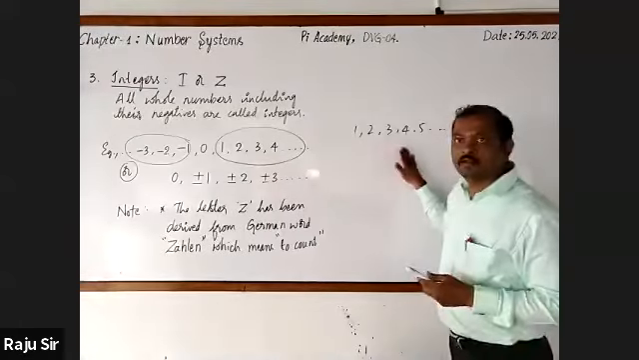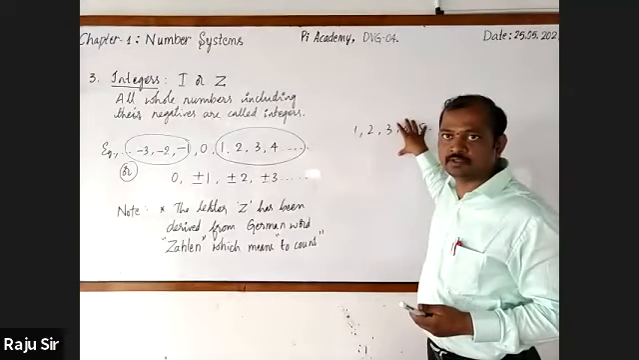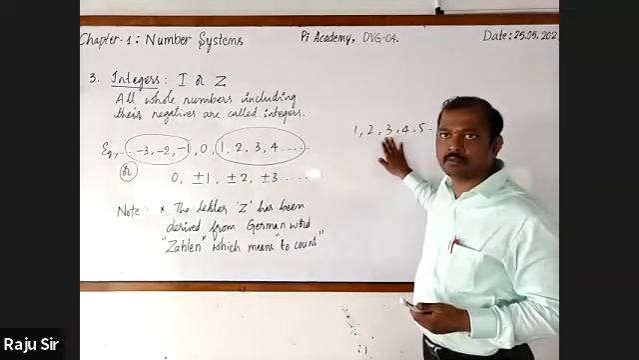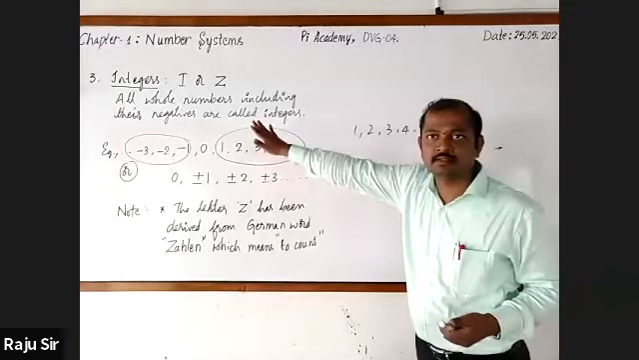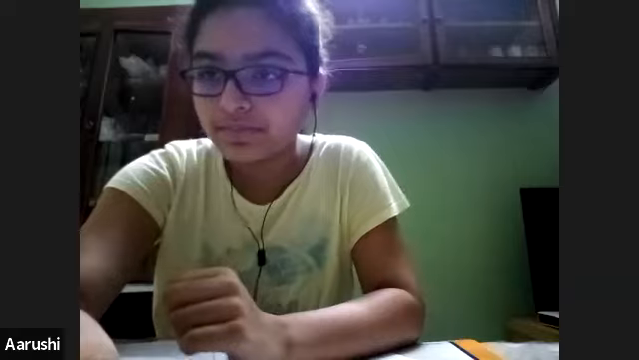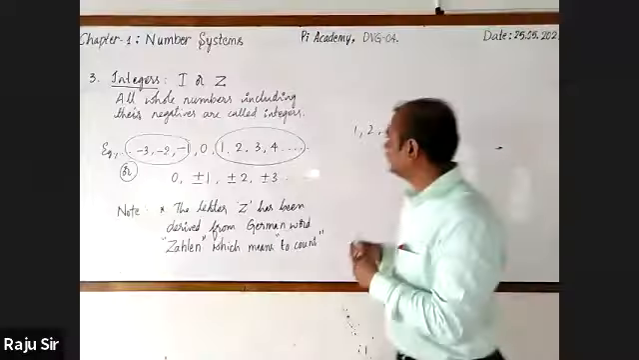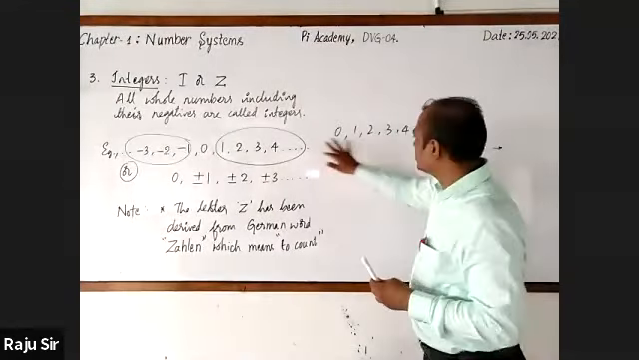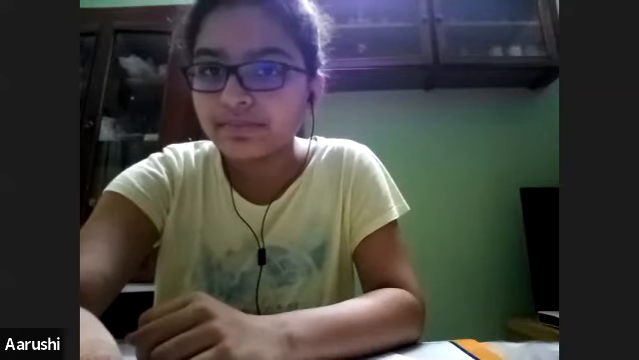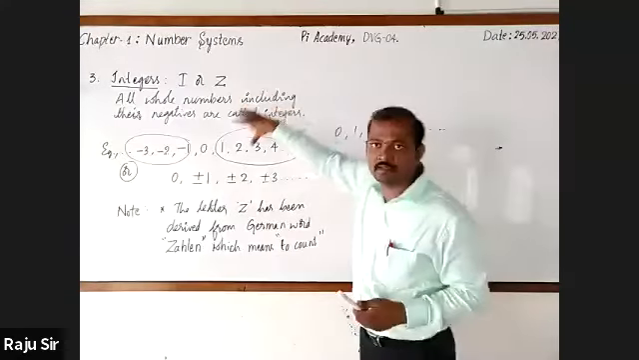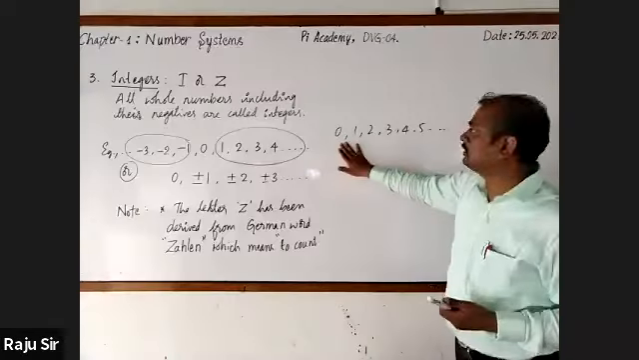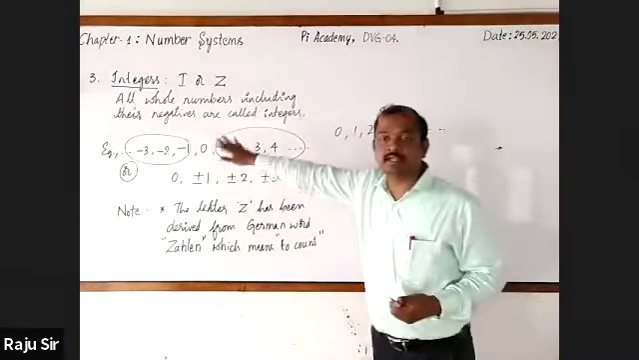These are all natural numbers. Integers include natural numbers. Can we say that all natural numbers are integers? Yes, sir. Now, if we take the 0 along with them, these are whole numbers. All whole numbers are there in integers. Hence, we can also say that all whole numbers are integers.